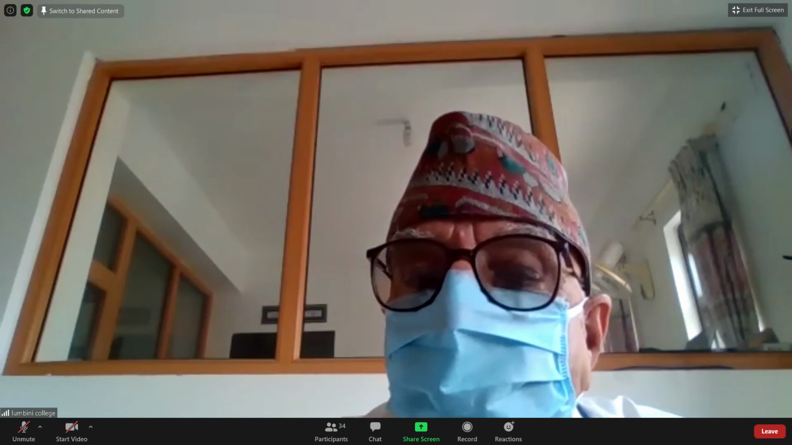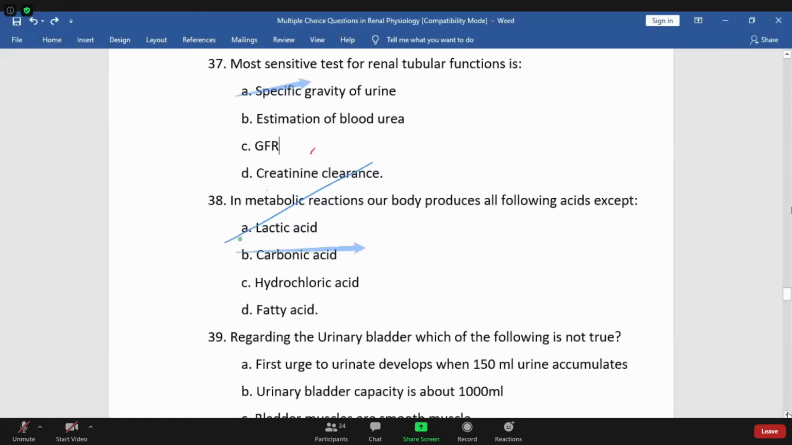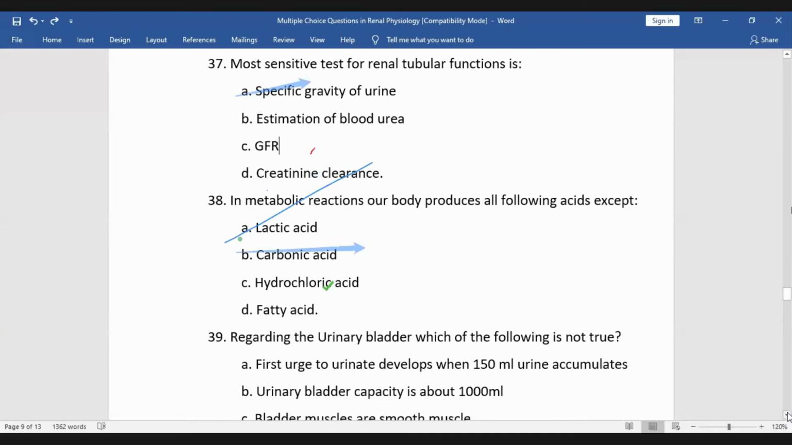Regarding the metabolic reactions occurring in the body: our body produces all the following acids except what? Fatty acid, hydrochloric acid. Hydrochloric acid is the exception. Lactic acid is produced in anaerobic oxidation. Carbonic acid is normally produced. Fatty acids are produced as a result of fat metabolism, so fatty acid can be in the form of ketone bodies as well.